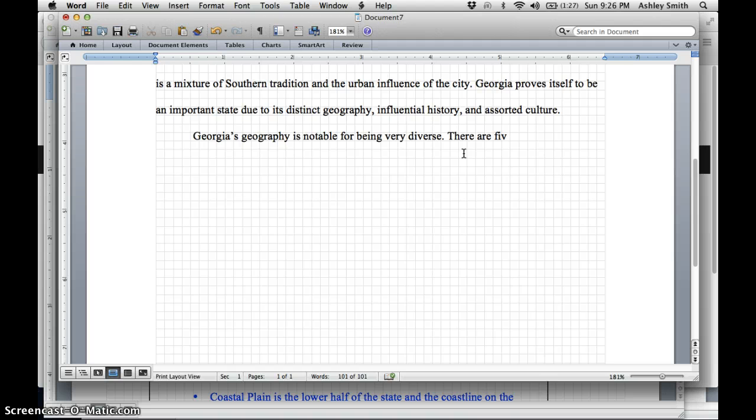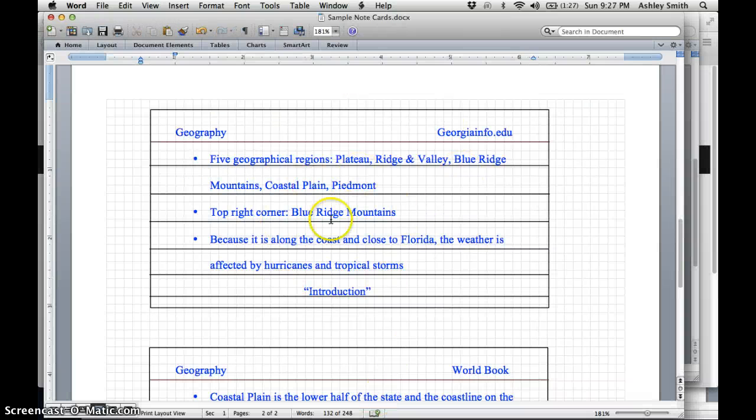There are 5 distinct geographical regions in Georgia. Now that information, I didn't just come up with that out of my own head. I got that from this source, georgiainfo.edu. So I'm going to go look at my works cited page.